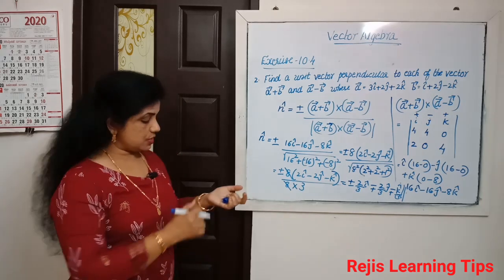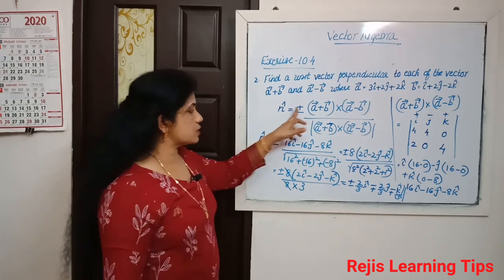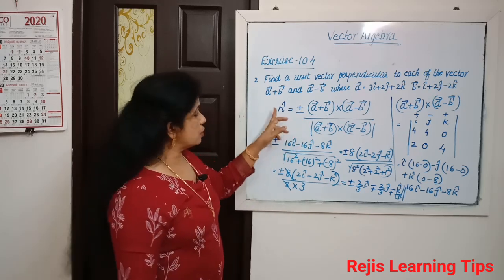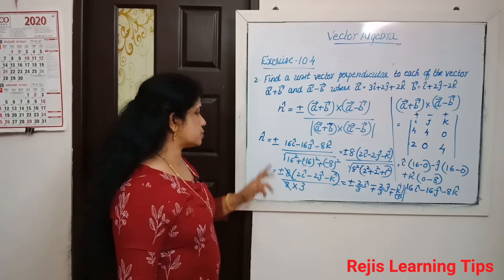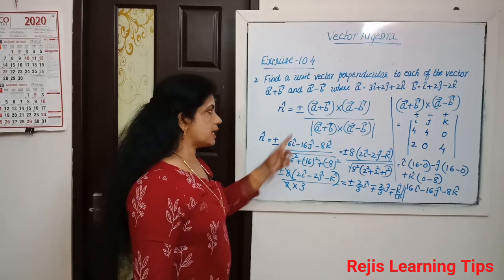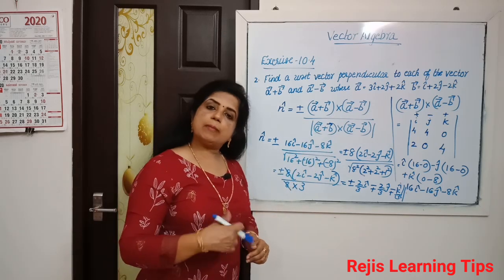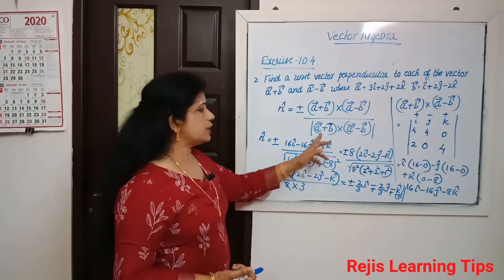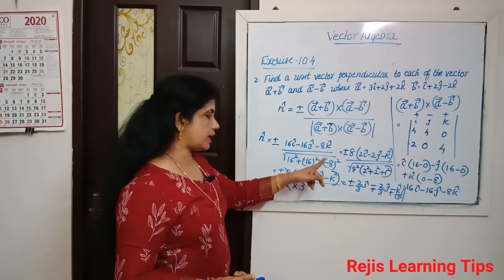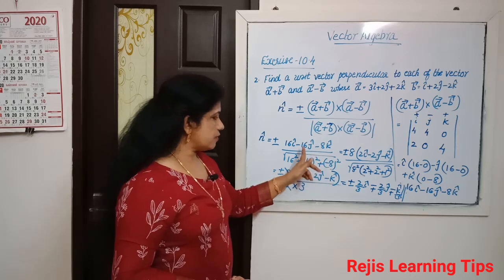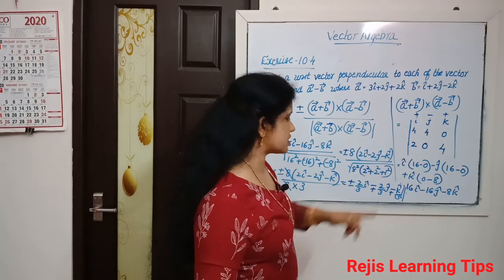Okay, understood? So first we should find n cap is equal to plus or minus a plus b cross a minus b divided by modulus of a plus b cross a minus b. n cap is equal to plus or minus a plus b cross a minus b means that is 16i cap minus 16j cap minus 8k cap. Then we should find the modulus of that. Then we will get root of 16 square plus minus 16 square plus minus 8 square. Then we should take 8 outside. Then we will get 2i cap minus 2j cap minus k cap.